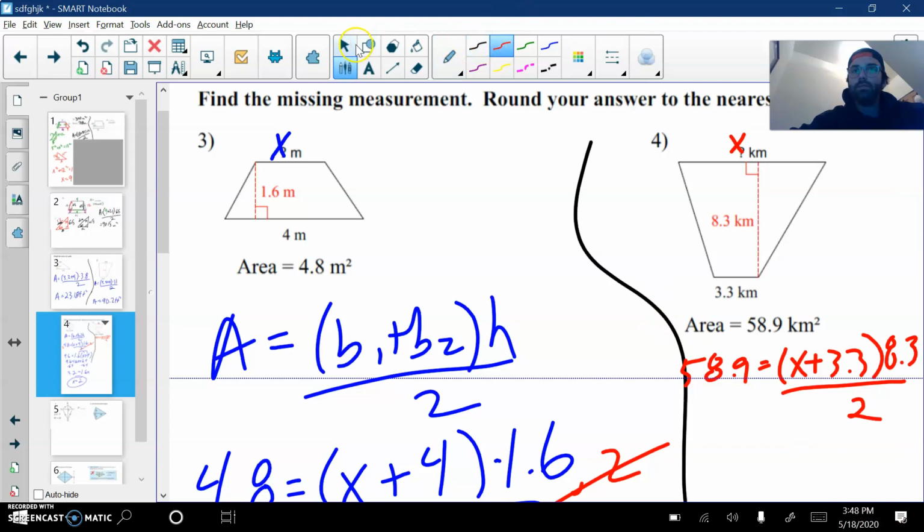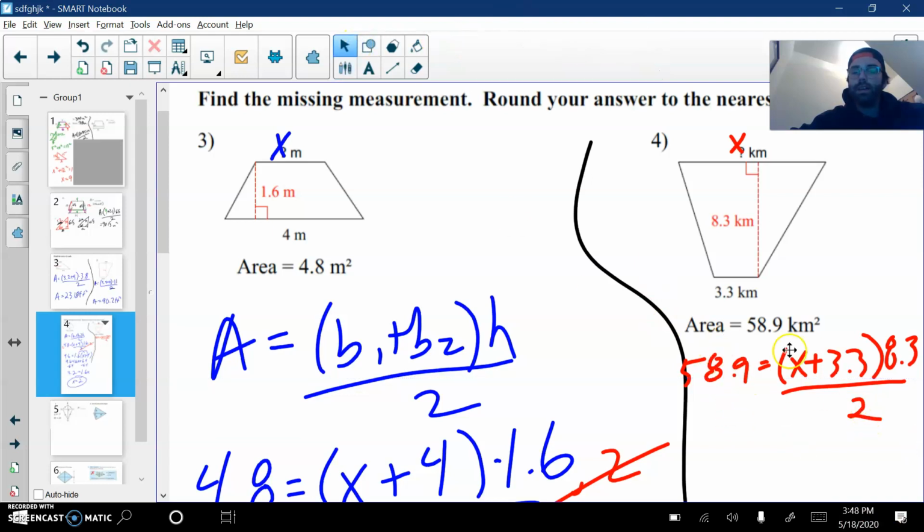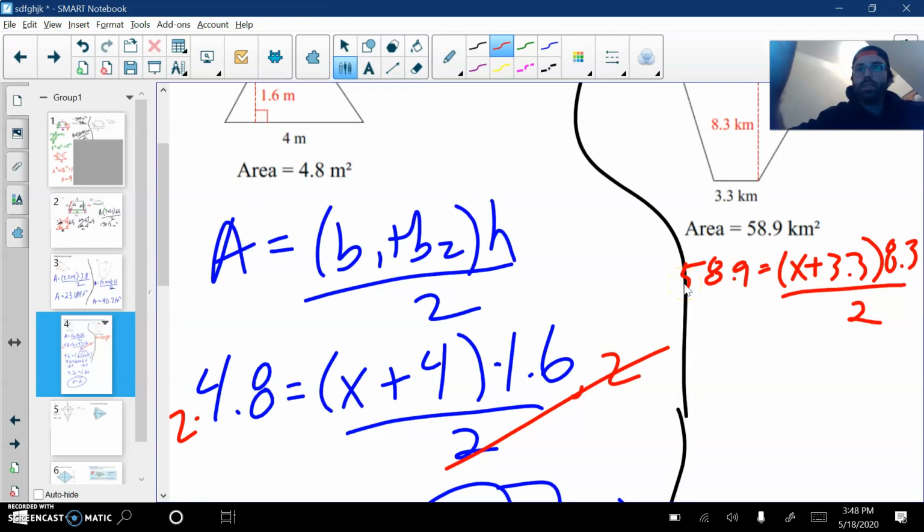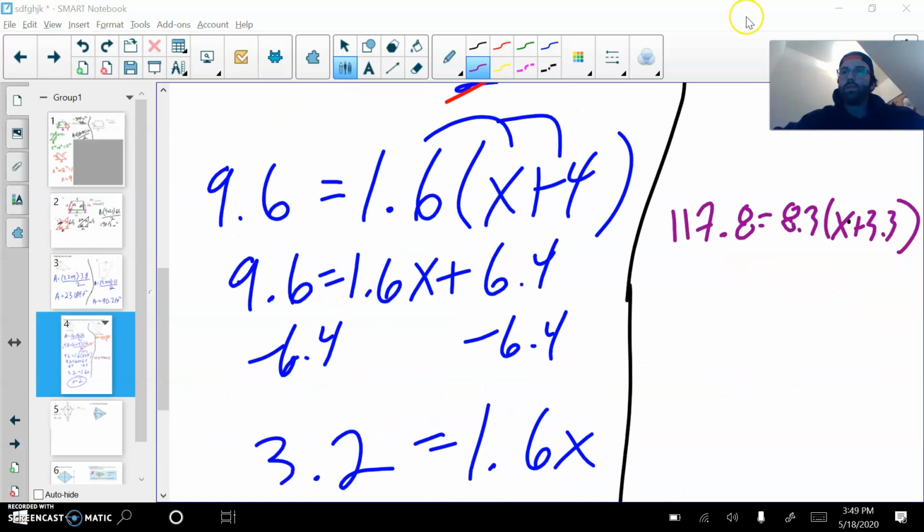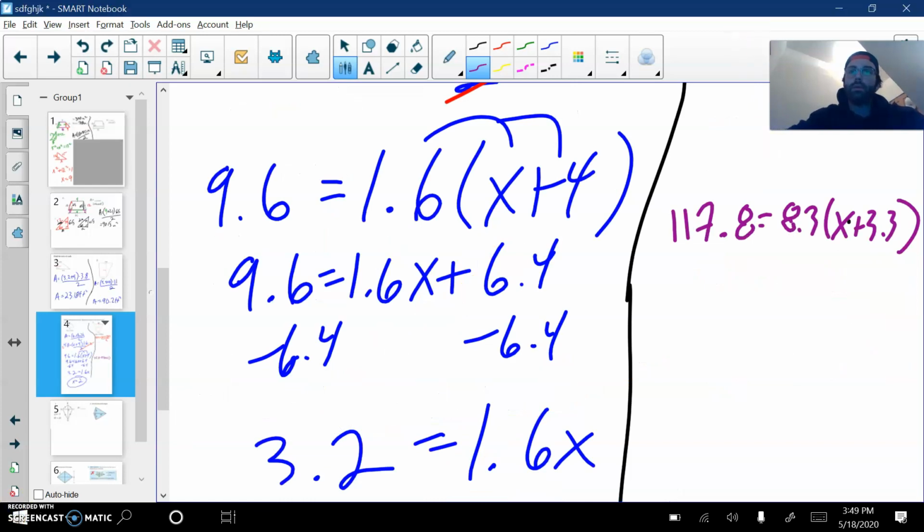Again, I'm going to clear the 2 first, so I'll multiply both sides by 2. 58.9 times 2, I get 117.8 equals 8.3 times x plus 3.3. The last one I chose to distribute the 8.3 right away, so this time I'm going to do a different method. I'll divide by 8.3 right away.